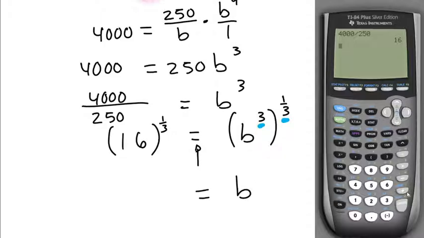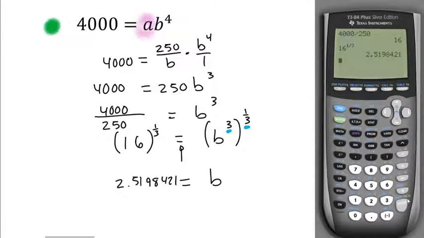And on the other side, I get to ask my calculator. Let's try 16 raised to the 1 divided by 3 power. 16 to the 1/3 power. It is not a pretty number, right? It's 2.5198421. And I don't think I could convince that to go to a fraction. No, I can't. Okay, so I have my value of b.